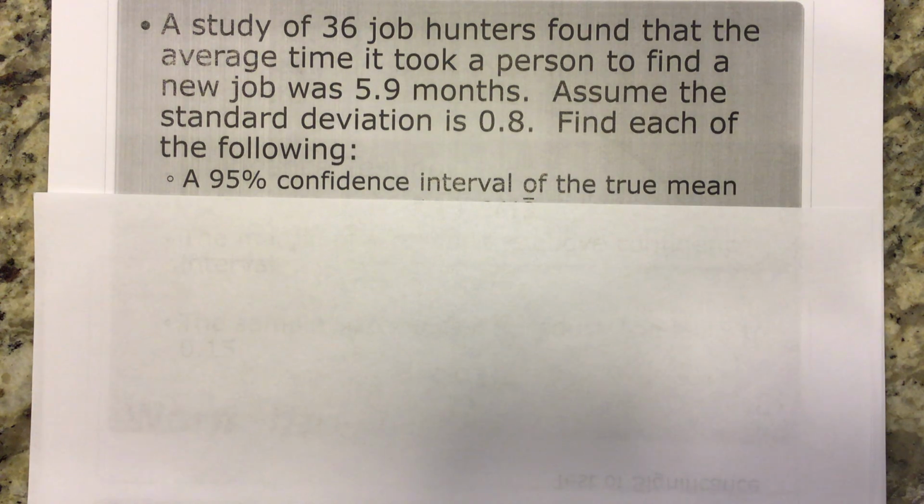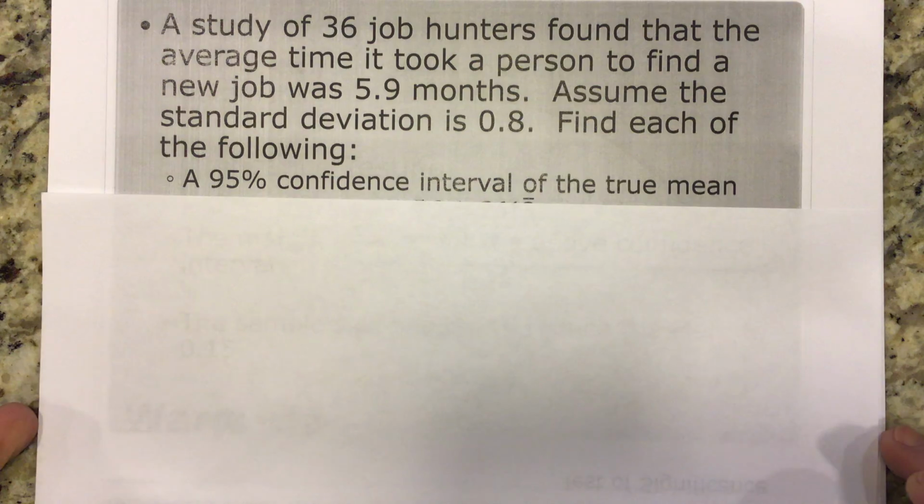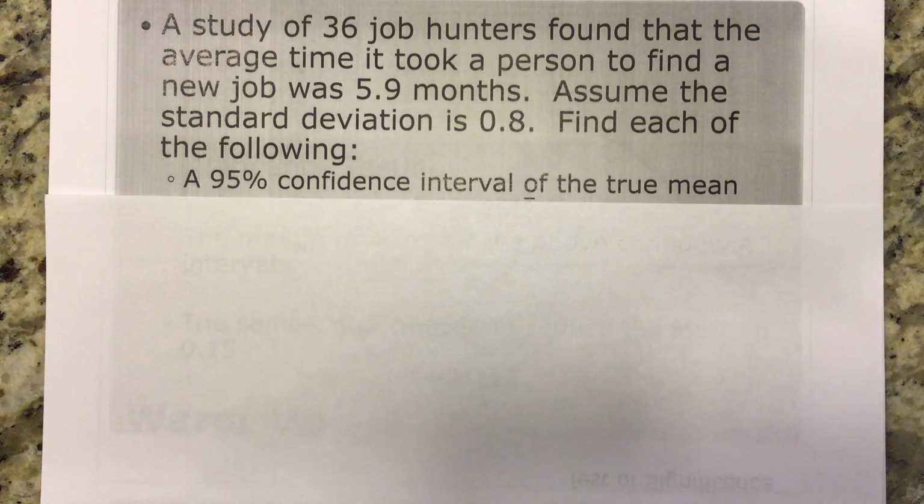So we have a study, 36 job hunters. Average time to find a new job, 5.9 months. We're going to assume we know the population standard deviation of 0.8, which again, in reality, we probably would not know, but we'll talk about how to handle that later. For now, we're going to just pretend. Okay, let's find a 95% confidence interval. All right, first of all, make sure you validate your calculation.